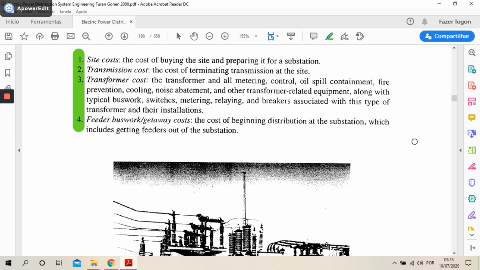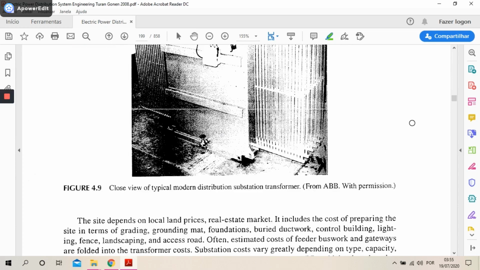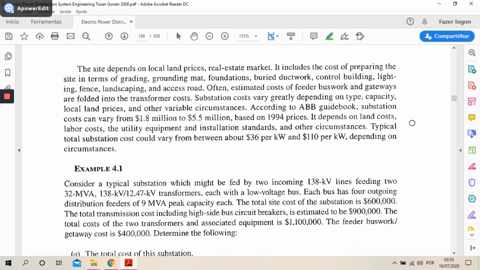Feeder, bus work, getaway costs, the cost of beginning distribution at the substation, which includes getting feeders out of the substation. The site depends on local land prices, real estate market. It includes the cost of preparing the site in terms of grading, grounding mat, foundations, bare duct work, control building, lighting, fence, landscaping, and access road.